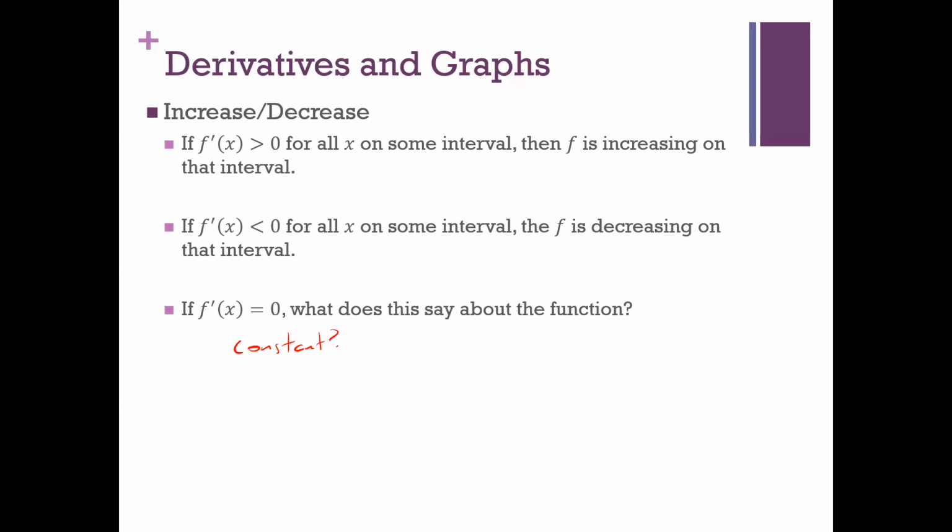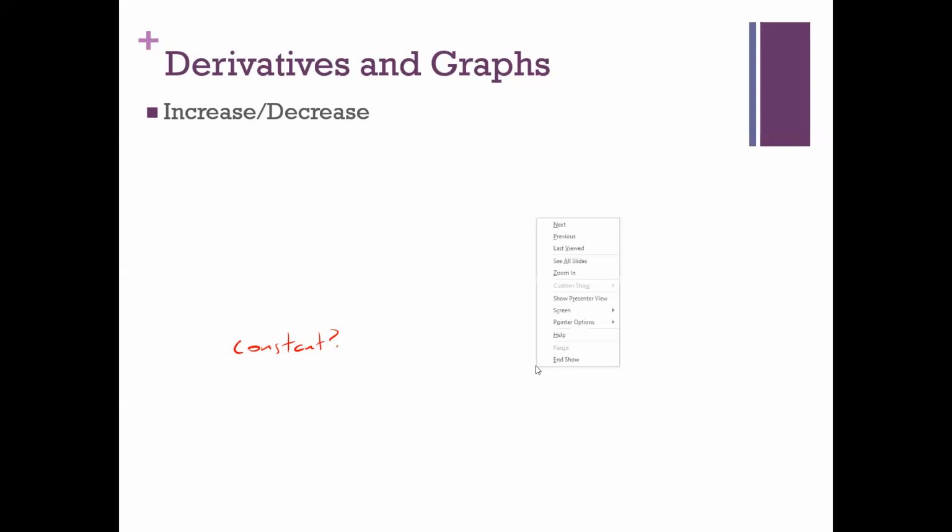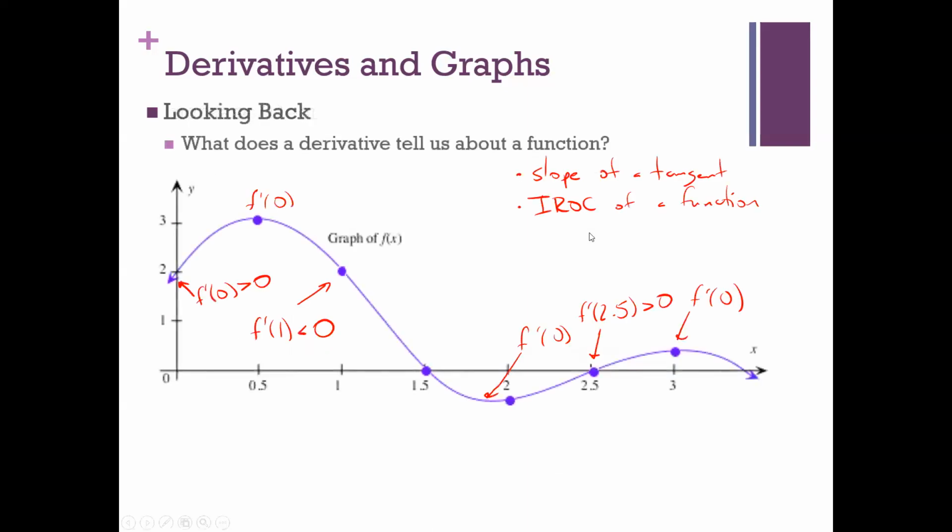Let's go back to this graph and think about that. When you look at a graph like this, it's hard to say that it's constant anywhere, right? But remember, with derivatives, you're just looking at instants. I'm not looking at an interval of any size. I'm just looking at points. So if I'm looking at f prime of 0.5, then it's not increasing, it's not decreasing.